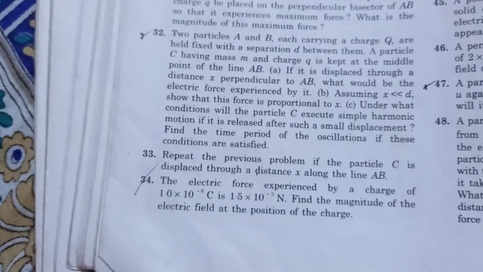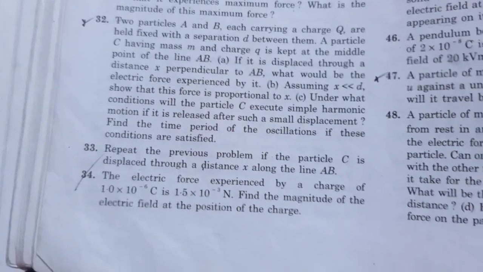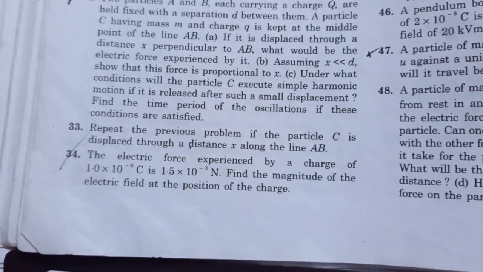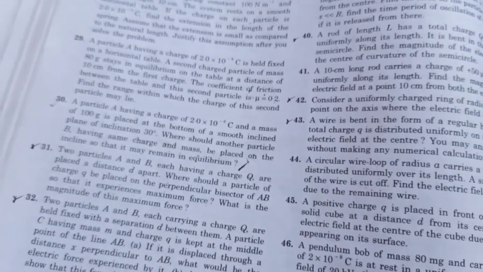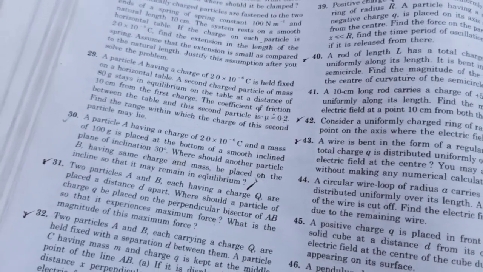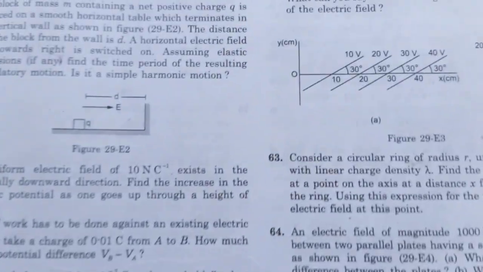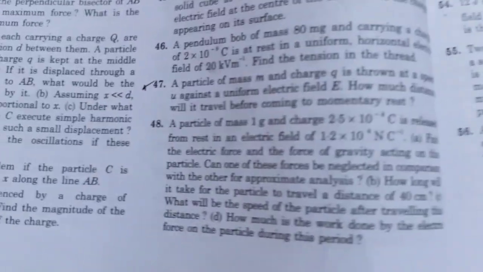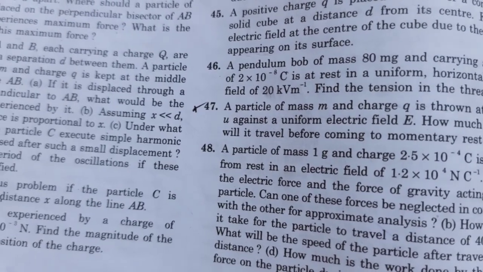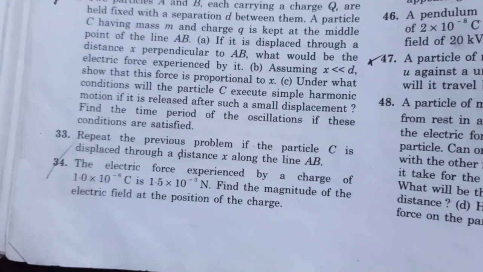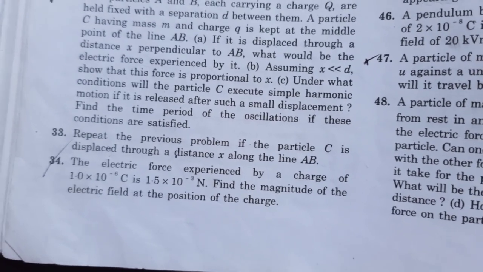32 and 33. Then 34, E equal to F by Q, and all the questions and numericals are like that, E equal to F by Q, that is related with electric field, then charge distributions, and then potential, and all the numericals are related with potential, and the next one is for dipole. So dipole, if it is not clear, about electric field or dipole, then you can also see the lecture of class 12 electrostatics.